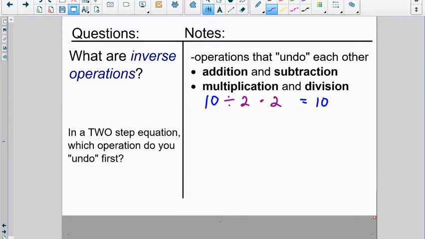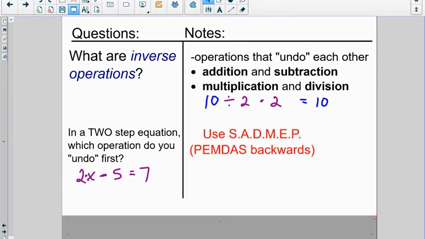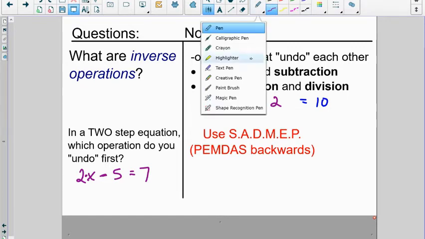In a two-step equation, which operation do you undo first? So a two-step equation might look like this: 2x minus 5 equals 7. And in that equation, there are two different operations to undo. There's the multiplication between the 2 and the x, and there's the subtraction. So when we are trying to decide which one to undo first, we actually follow SADMAP, which is PEMDAS written backwards. So we start with undoing any addition or subtractions.